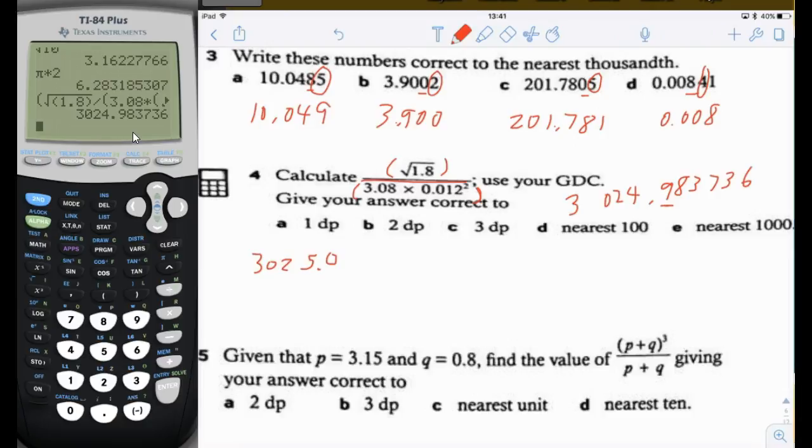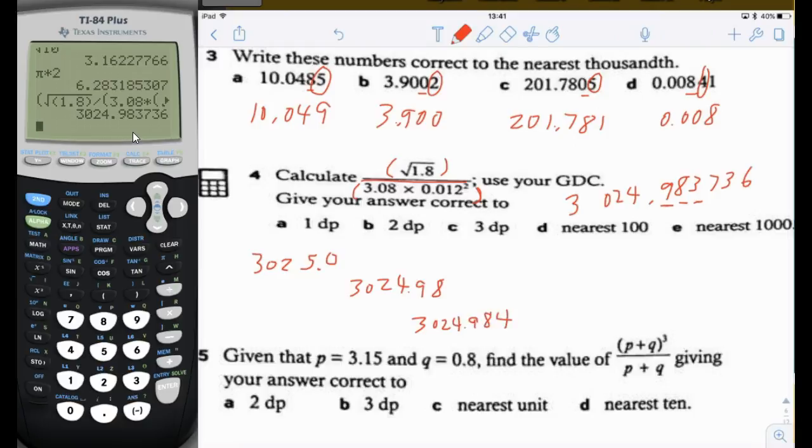Now, two decimal places, I would keep this 8, and the 3 would not cause the 8 to round up, so it would just be 3024.98. Three decimal places, I would keep that 3, and look at the 7 next to it. That would cause the 3 to round up, so it would be 3024.984. The 3 would get rounded up to a 4.